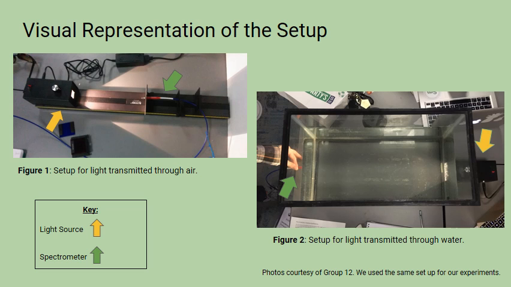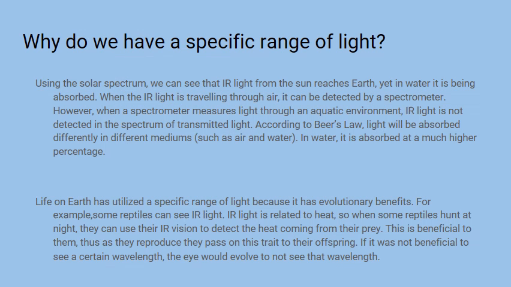Here we have the visual representation of our setup. In figure 1, you see the setup for the light transmitted through the air, and in figure 2, you see the setup for light transmitted through water. The yellow arrow represents the light source, and the green arrow represents the spectrometer.